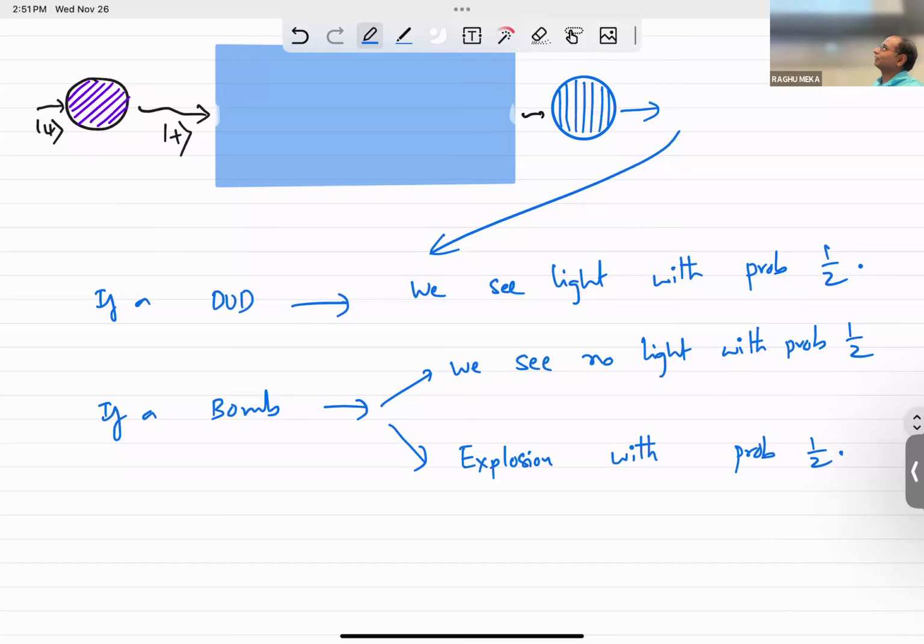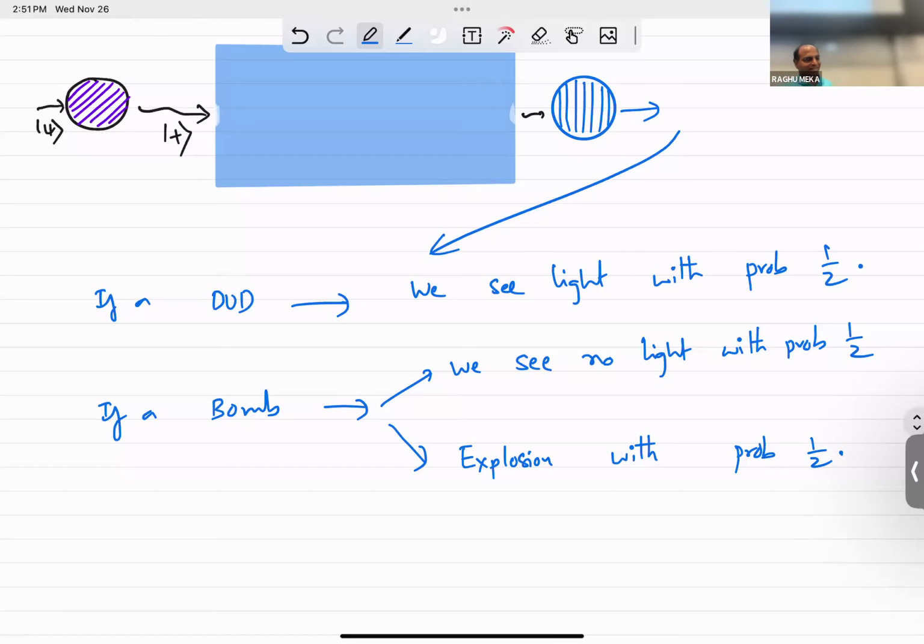Meaning if I shoot a very powerful laser through, with lots of photons, I have some chance of detecting it's a bomb. With probability half, I'll detect it's a bomb, but with probability half, I will explode. So I have some chance of detecting it's a bomb without exploding, but it's just half. It's a pretty high risk to take to detect something as a bomb. Make sense?